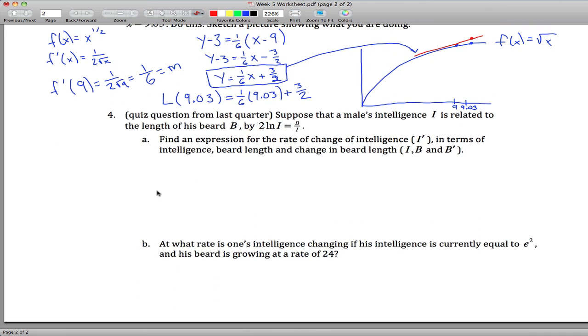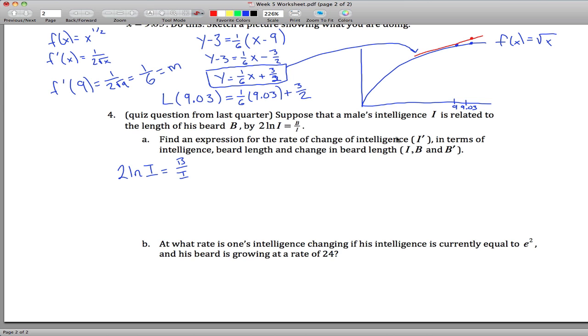And this last question, I took right off a quiz from last quarter to give you an idea of the difficulty level from the quiz. It's actually a related rates question. What's going on here is we're given that intelligence, which is I, is related to the length of one's beard, B, by this formula. So we have a formula: 2 times the natural log of I equals B over I.